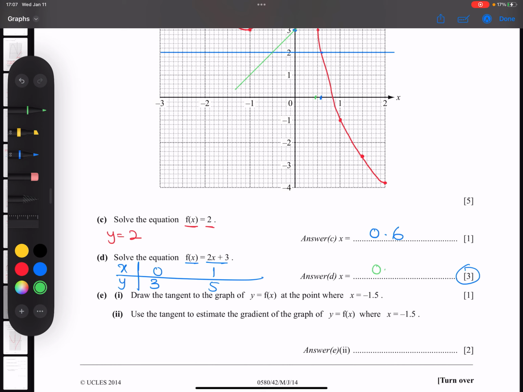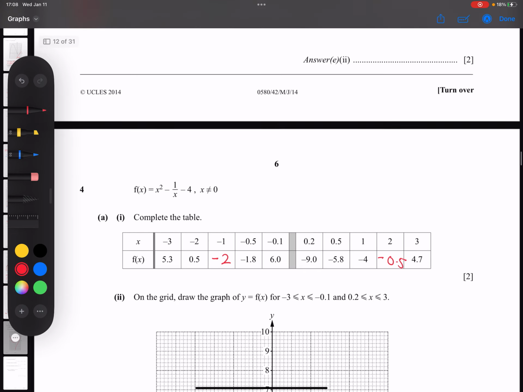It's 0.45. Let me go back to red. Okay, now draw the tangent and use the tangent to estimate the gradient. So I'm just going to skip this question on the tangent. Any question on a tangent, I think, is the same. You just draw the tangent, find 2 points, and that's it.